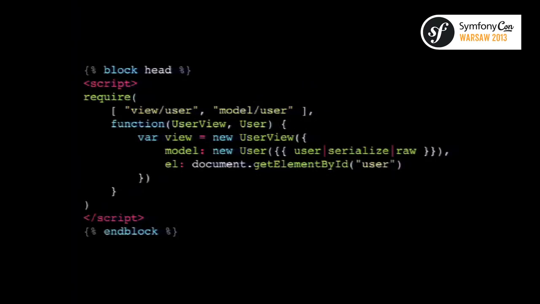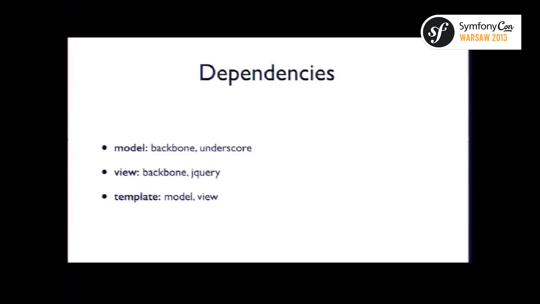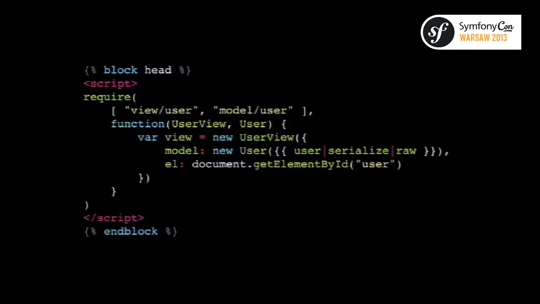Then inside of your actual template files, you would have a little bit of initialization JavaScript just to get values passed in that you need to have generated out of PHP. In this case, the user object is being serialized there and passed into the model, and then the element is being grabbed from the DOM. So we are including the view/user service and the model/user service. As you saw earlier, the model requires backbone and underscore. The view requires backbone and jQuery. But the template, this code right here, doesn't have any reference to backbone, jQuery, or underscore, because all of those dependencies are defined in the context of those JavaScript modules that use them.